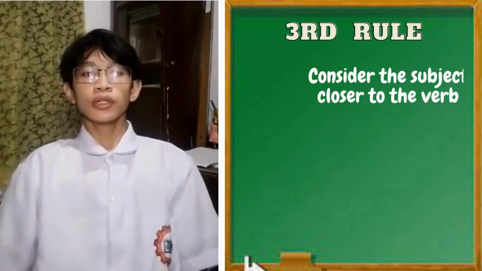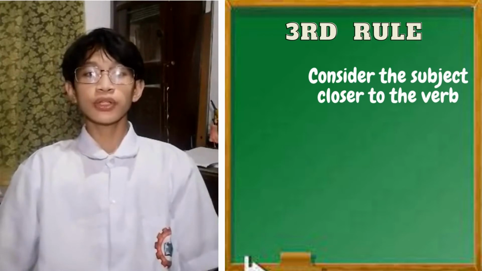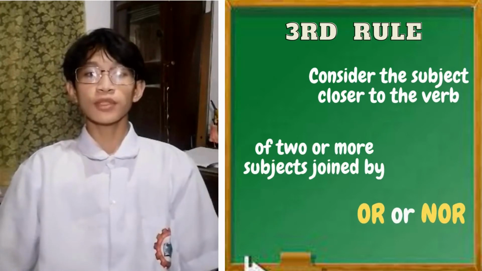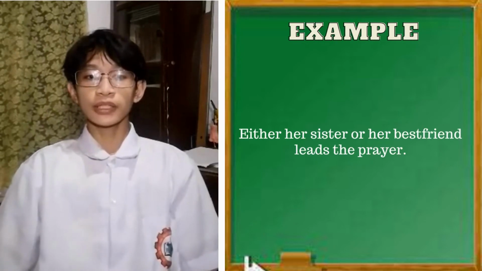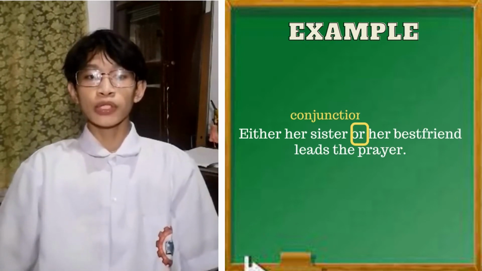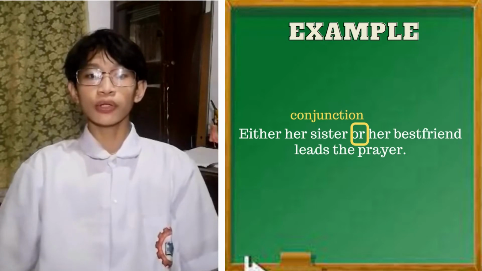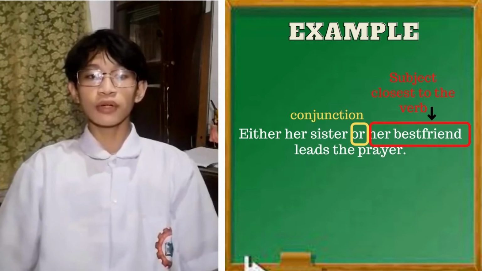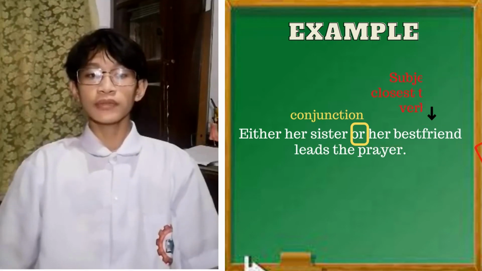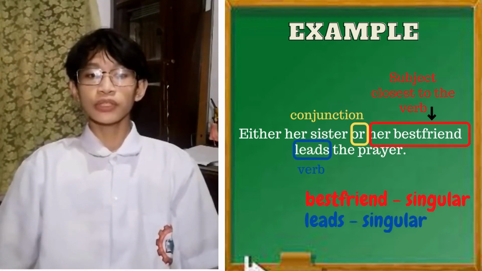Third rule: consider the subject closer to the verb when two or more subjects are joined by or, nor. Example: either her sister or her best friend leads the prayer. When you see the conjunction or, nor used in a sentence, you use the subject closest to the verb as a reference. Best friend is singular, so we use it as a reference to make our verb singular.